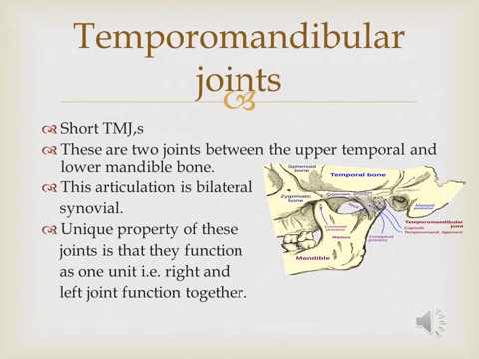You can see in the diagram the joint is between the temporal bone and the mandibular bone. The articulation is bilateral synovial. These joints help in the movement of the mandible bone, which is used for biting, chewing, etc. They are also important in digestion because they help you chew and bite. The chewing process, which is a part of digestion, is carried out by these joints.